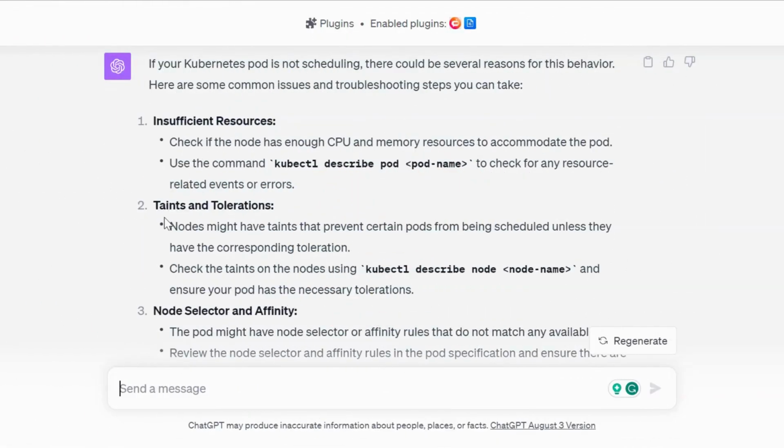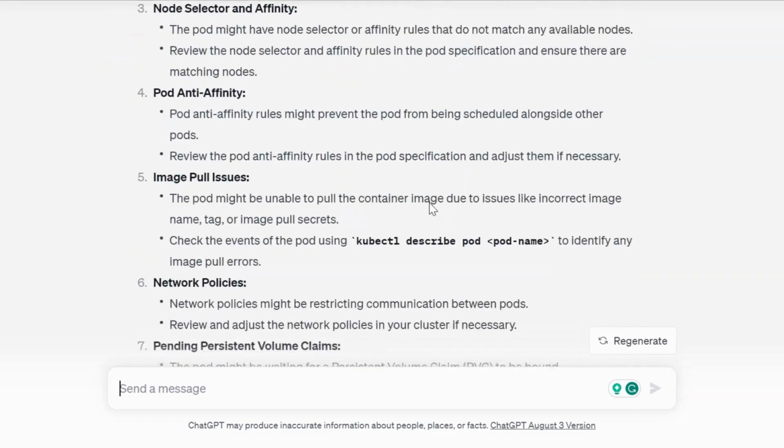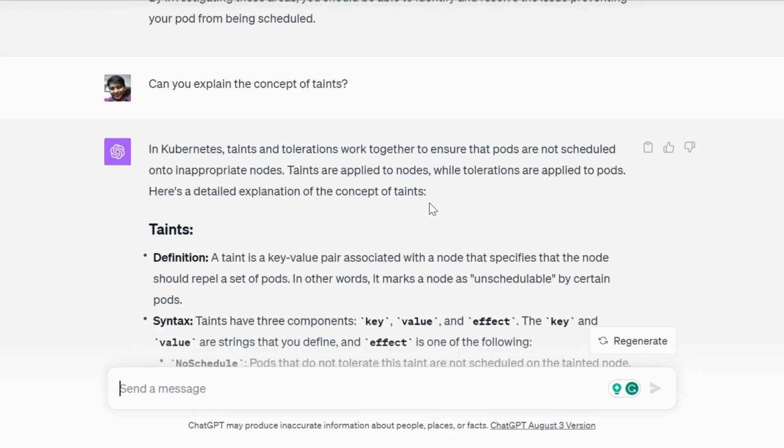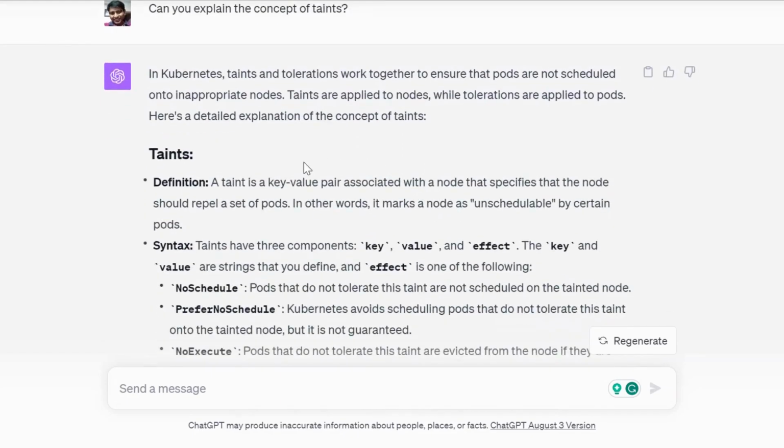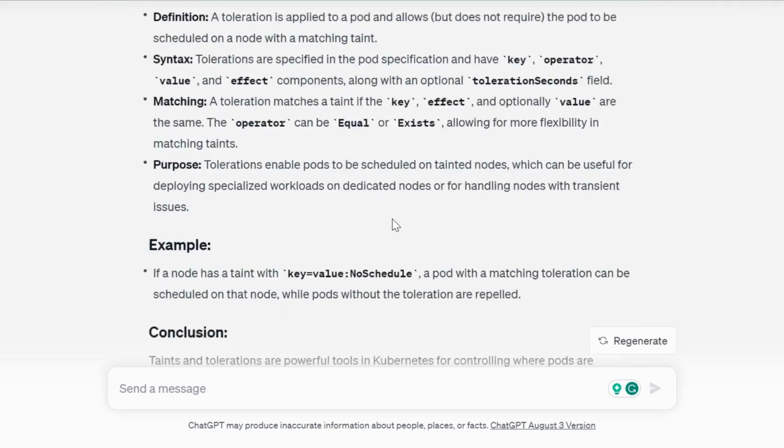ChatGPT suggested that one of the reasons why a pod might not schedule was taints and tolerations. We asked it to elaborate what this meant. ChatGPT explained that a taint is like a keep out sign on a node. It repels pods unless they have a matching toleration. This ensures specific nodes only run specific pods.